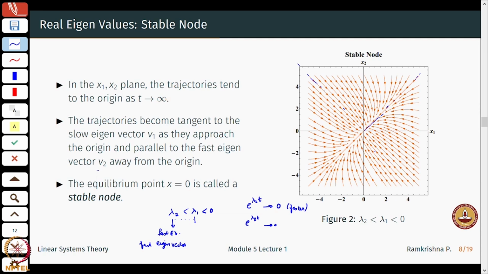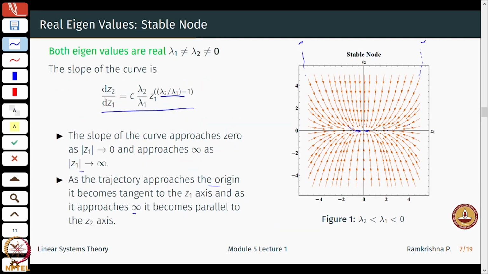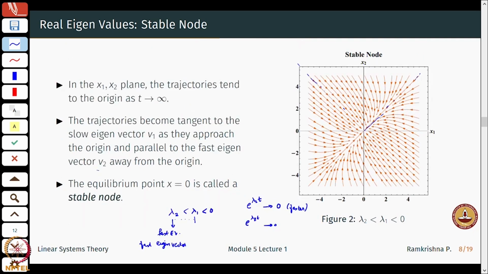In the z1 z2 plane, it looked quite nice how the trajectories are going to the origin, and here in this case this will be the slow eigenvector, and this will naturally be the fast eigenvector, and correspondingly in the x1 x2 plane. When such a behavior is seen, the equilibrium point x0 is called a stable node, because any trajectory starting around the origin will come back to the origin. We will define the notion of stability formally in next week's lectures, but for the moment we can just observe this and call this a stable node.